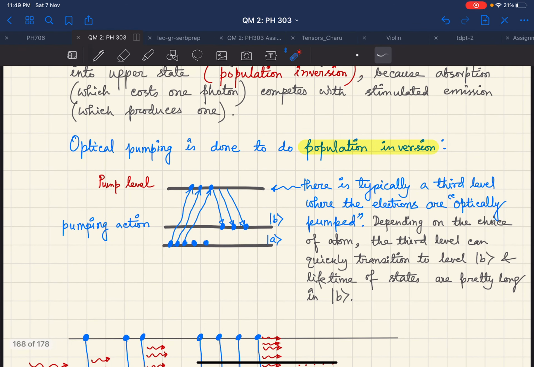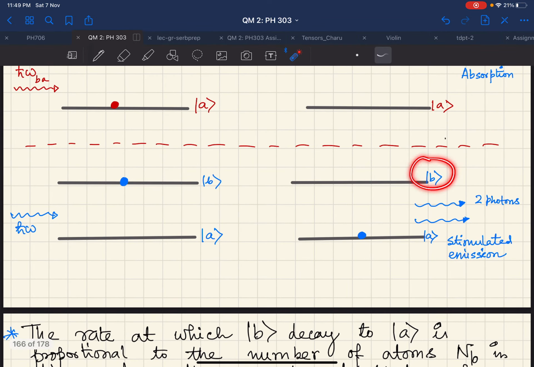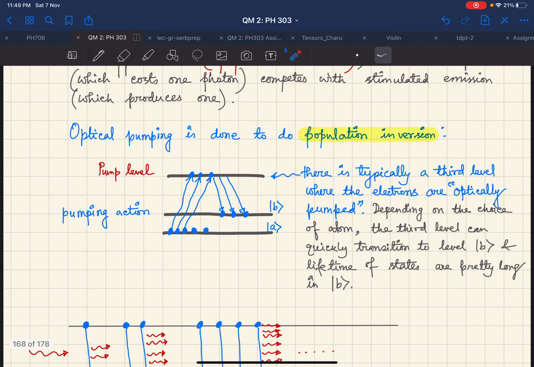So depending on the choice of atom, this third level can quickly send these excited atoms back to level B, the level B that I have shown here. This state is known as the metastable state, and from here to here we can have these transitions, and thereby we can have photons coming out of this process.